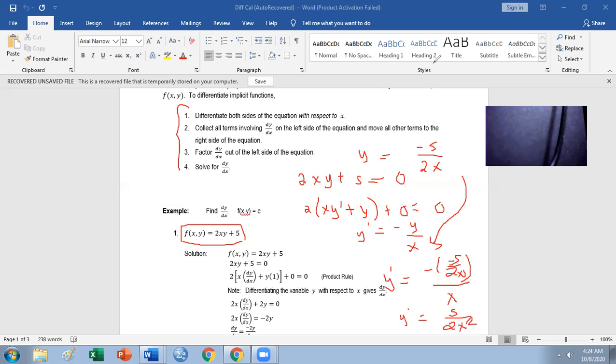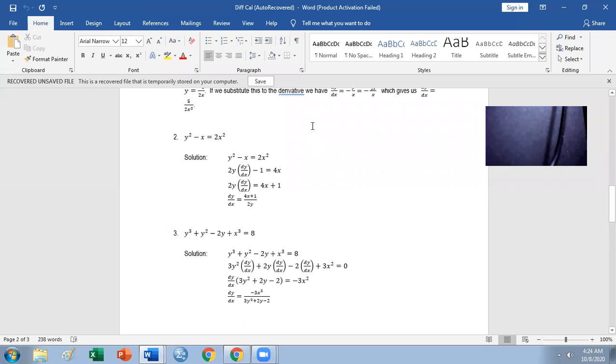Okay, so let's have the next one. Let's have this one. Y prime minus y equals what? Y prime minus y is 2x squared.